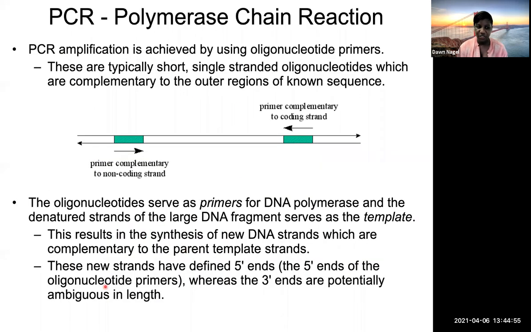Oh, and also because you know where you're starting, right? And as I mentioned several times, and you probably already know this from previous classes, DNA is replicated or synthesized 5' to 3'. So your 5' region is always known. The 3' region is going to depend on when you stop extending, when DNA polymerase stops extending. So that can potentially be variable. It can be ambiguous in length, right? Because that can change a lot.